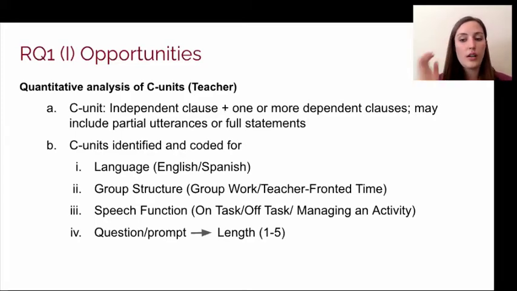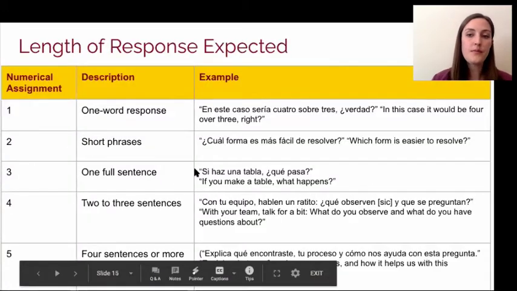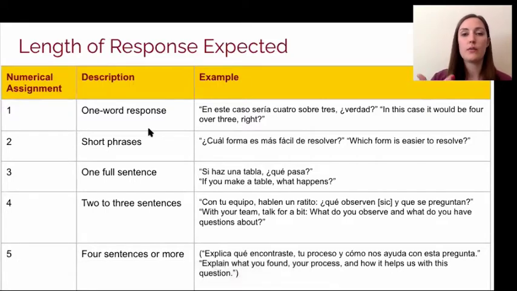So as I mentioned, all of her questions or prompts were given a number. They corresponded to the length of answer that she would expect based on what she asked. So for example, a question like this one just requires a yes or no. And so that was coded as a 1, because she would only expect a 1-word response to that.